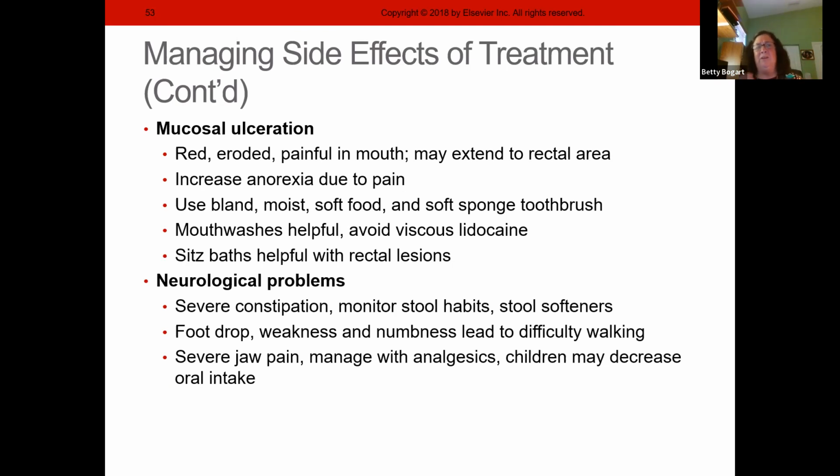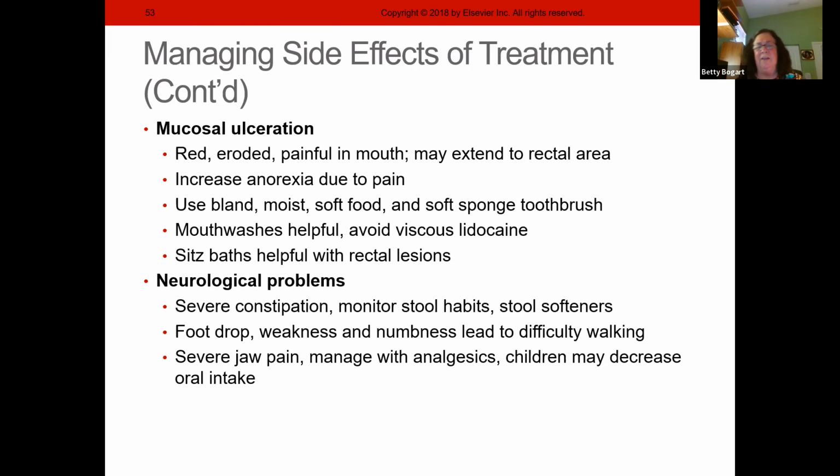And remember, when they talk mucositis, it's mouth to anus, the whole GI tract can become very irritated. So give foods that are very soothing, bland, moist, soft foods, soft toothbrushes, mouthwashes, and if there are rectal lesions, of course, sitz baths.